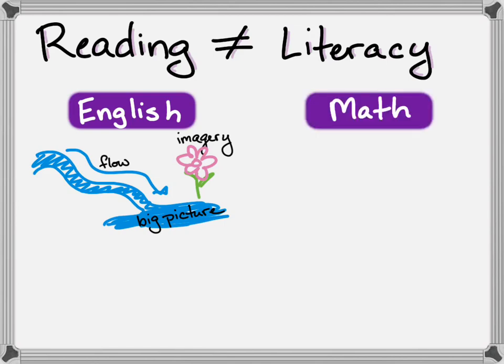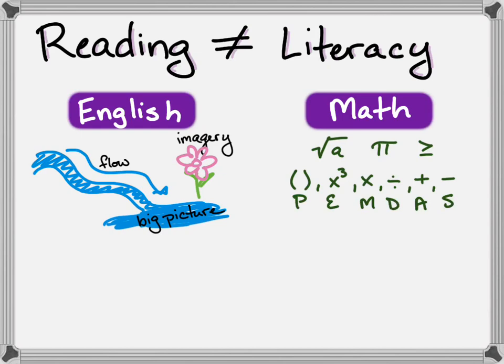In math, there are symbols you need to understand to be literate. As you read, you just can't skip a symbol the way you might skip a word in a novel and still get the big picture. There's also an emphasis on order, like the order of operations. I still remember learning, "Please excuse my dear Aunt Sally," in my math classes.